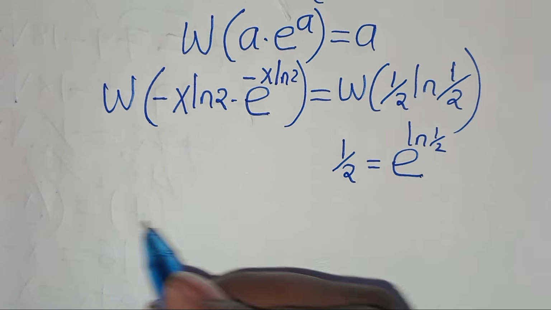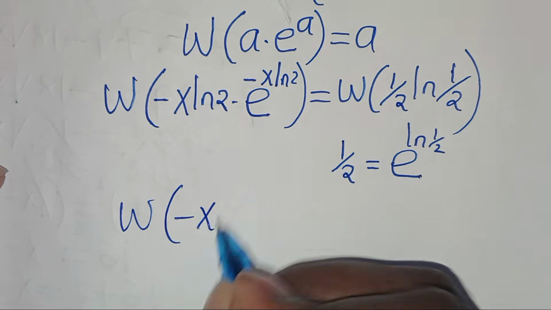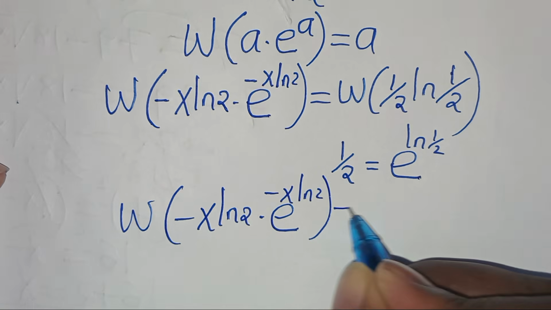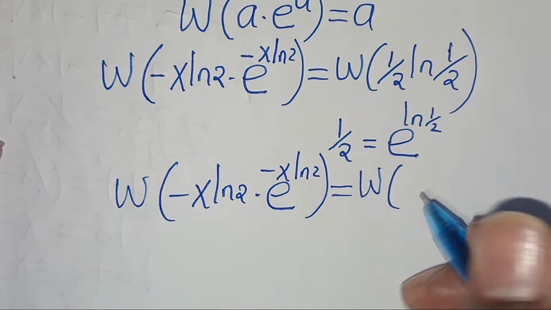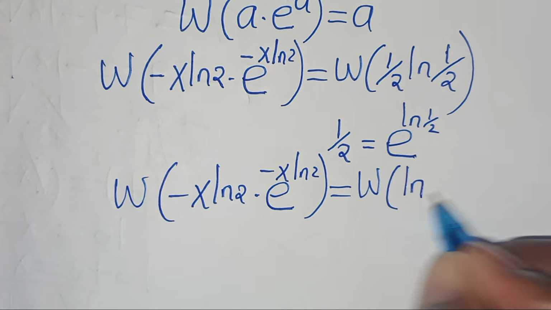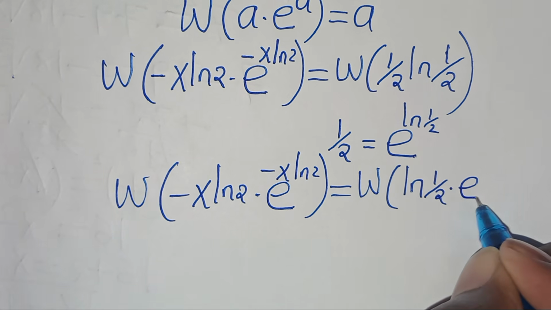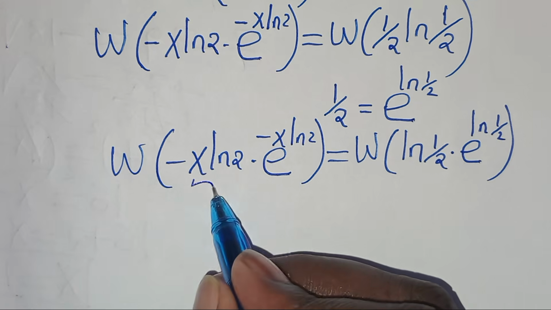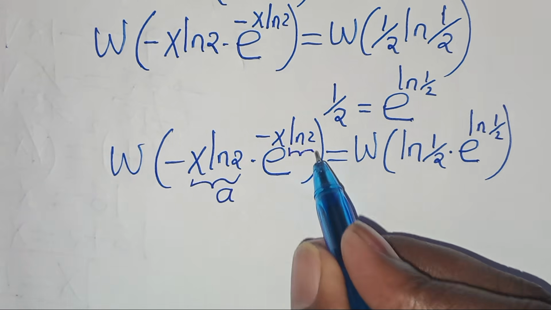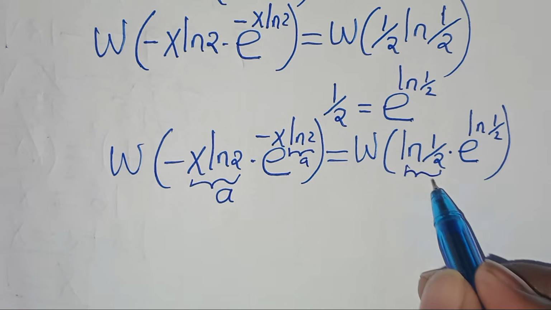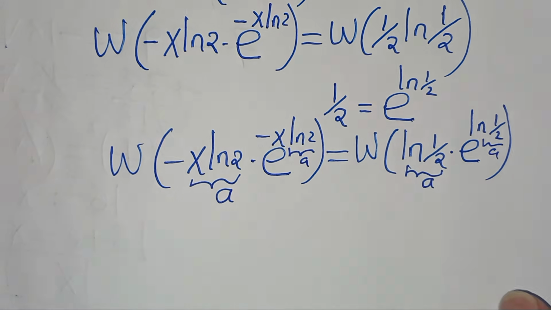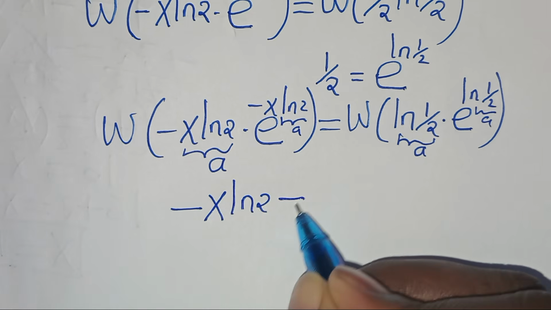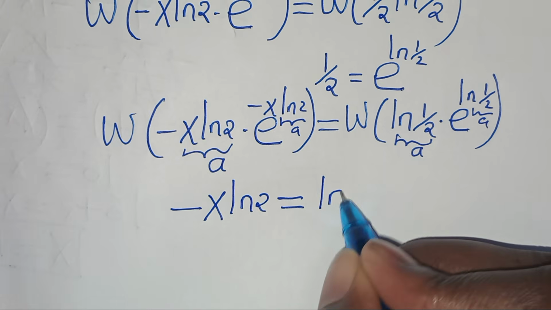Now, this means that we have the Lambda-W function of minus x ln of 2 times exponent e to the power of minus x ln of 2. This is equal to the Lambda-W function of ln of a half times exponent e to the power of ln of a half. Now, if you check here, this is the same thing as a, and also this is the same thing as a. On the right hand side, this is the same thing as a, and also this is the same thing as a. So on the left hand side, we have minus x ln of 2. This is equal to ln of a half.